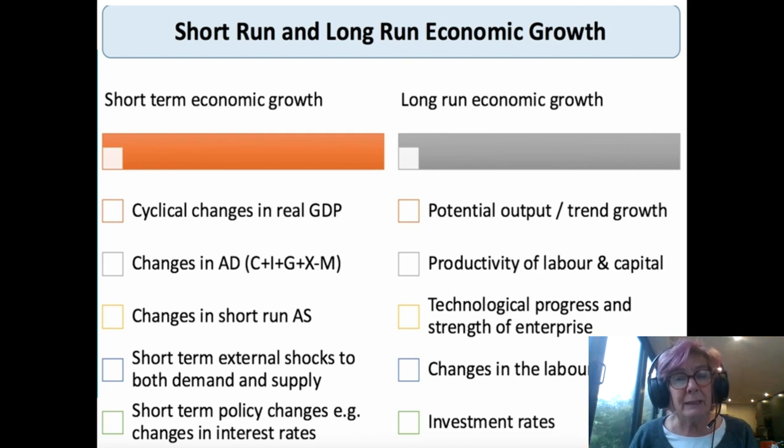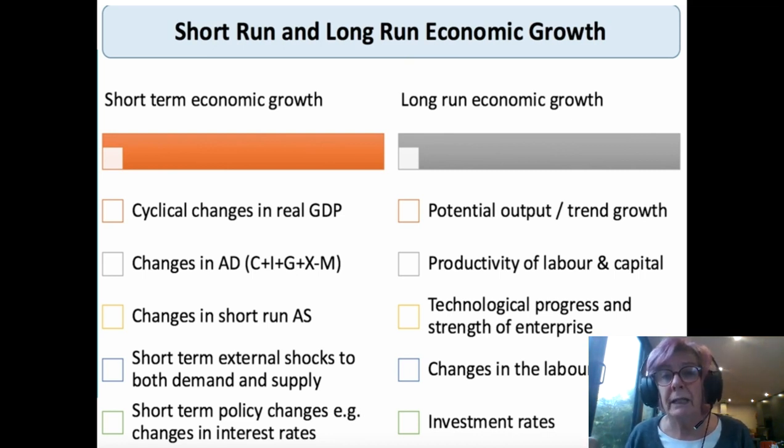There can be short-term external shocks to both demand and supply. For example, if there is particularly bad weather, supply is likely to go down for the whole of agriculture, or maybe there's another natural phenomenon. We might also see short-term economic growth vary according to government policy, which could improve it or make it worse.